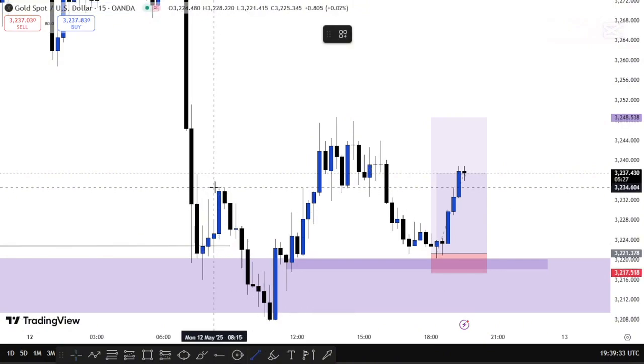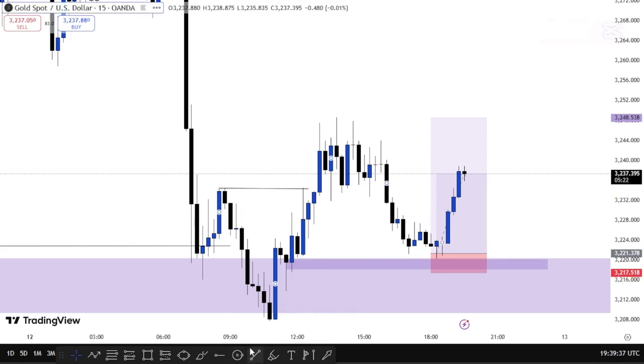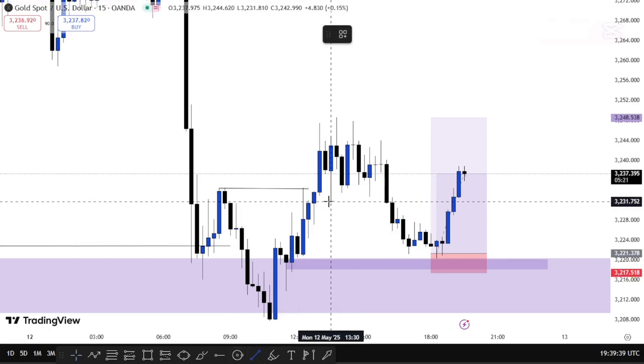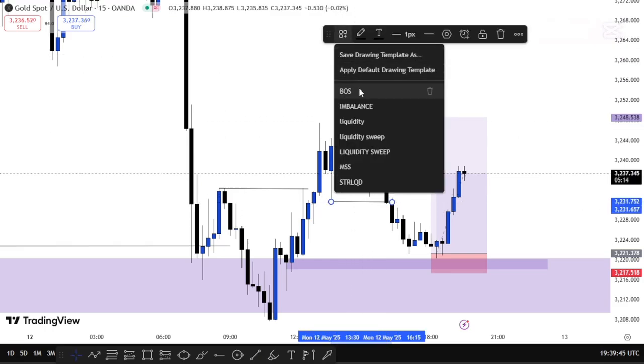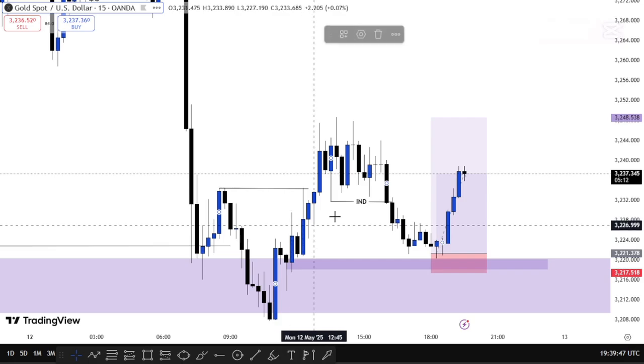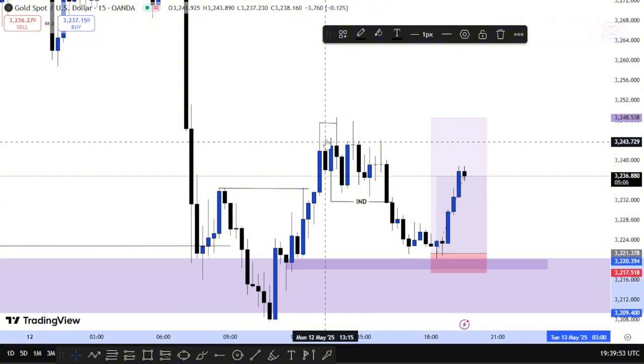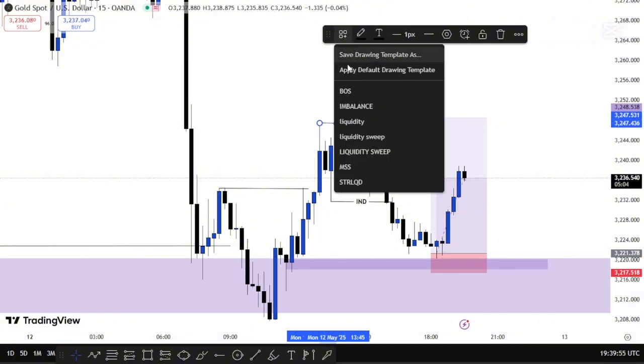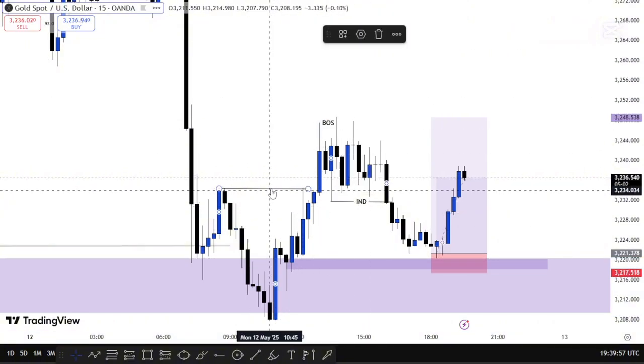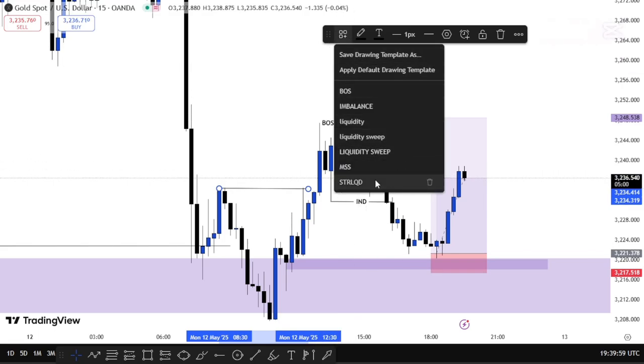So right here you can clearly see that there's a market structure shift. There is an inducement level right here. We have this inducement level on the 15 minutes time frame, as you guys can see, which is our imbalance, and then we have another break of structure right there. So that is already established. Let me just go ahead and mark this. We have a market structure shift, which is that one.